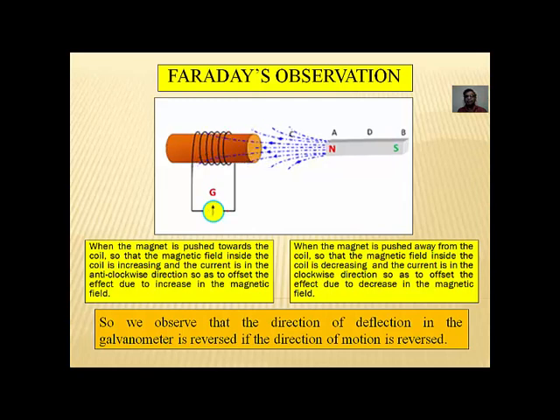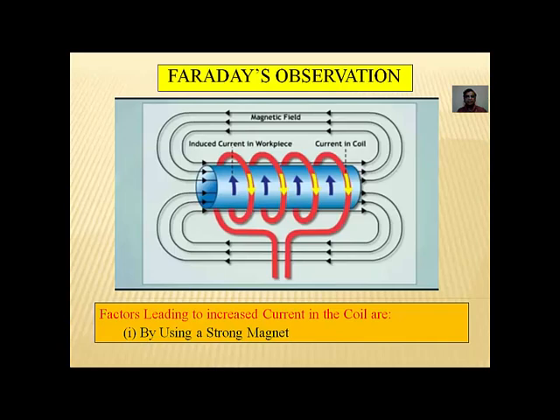But when the magnet is pushed away from the coil so that the magnetic field inside the coil is decreasing, the current is in the clockwise direction so as to offset the effect due to decrease in the magnetic field. So we observe that the direction of deflection in the galvanometer is reversed if the direction of motion is reversed. The factors leading to increased current in the coil are, first, using a strong magnet.